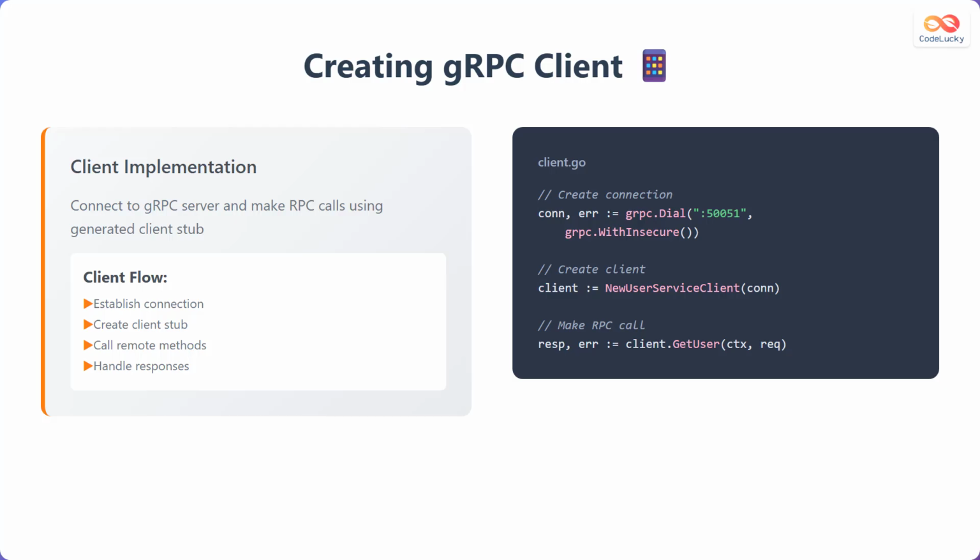Once connected, you create a client instance using the generated NewUserServiceClient function. This client provides methods that correspond to your service definition. Making RPC calls is as simple as calling methods on the client object. The client handles all the protocol buffer serialization, network communication, and deserialization of responses. Remember to properly handle errors and close connections when done to avoid resource leaks.